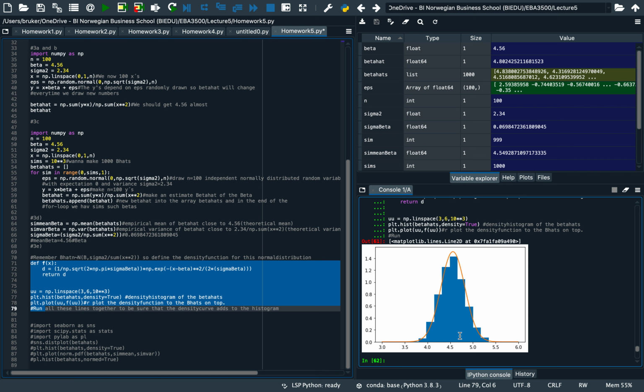So the conclusion is that we can see that the histogram fits pretty well the density curve of the related normal distribution for beta hat.